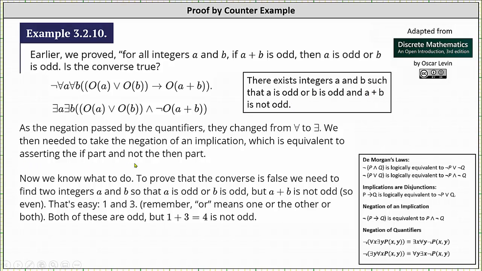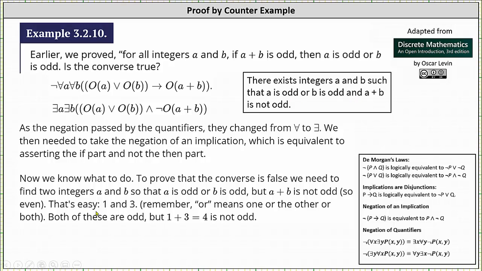And now we know what to do. To prove that the converse is false, we need to find two integers a and b so that a is odd or b is odd, but a plus b is not odd, meaning it's even. And this is pretty easy to do because we have an or statement between a is odd or b is odd. Either a is odd, b is odd, or they're both odd.